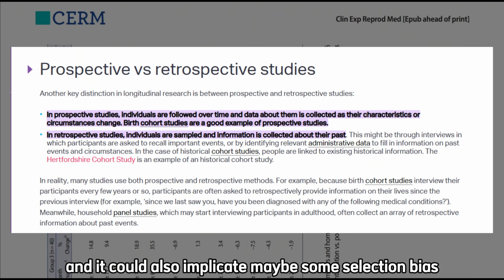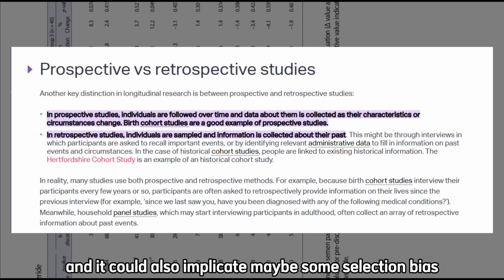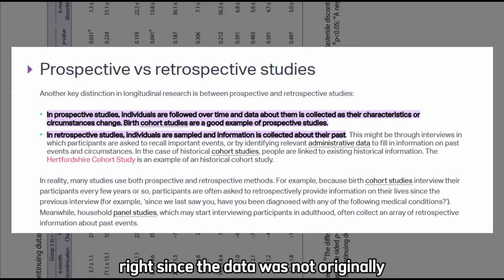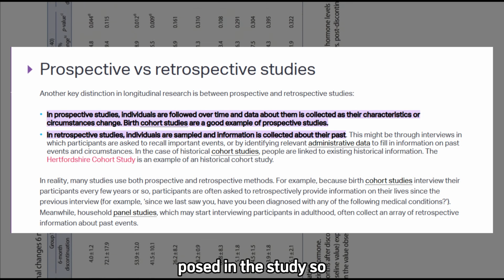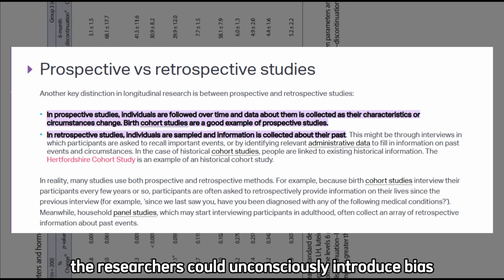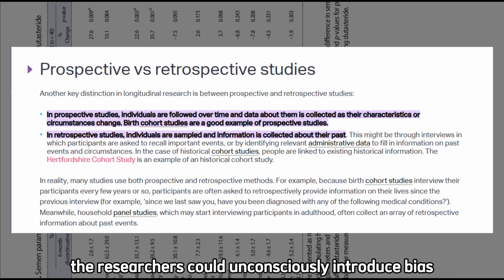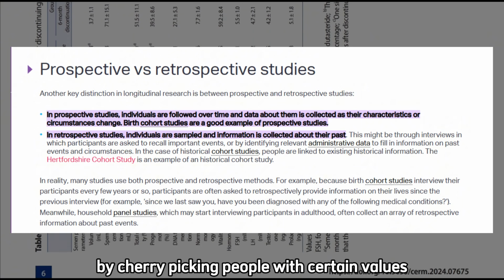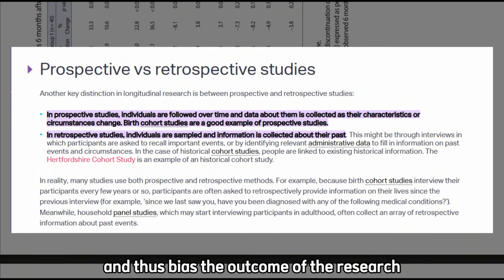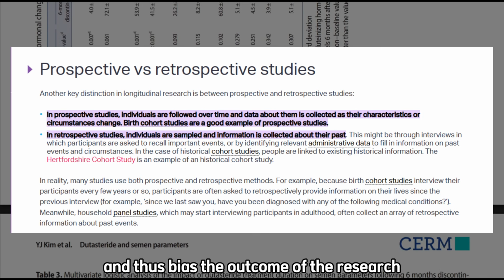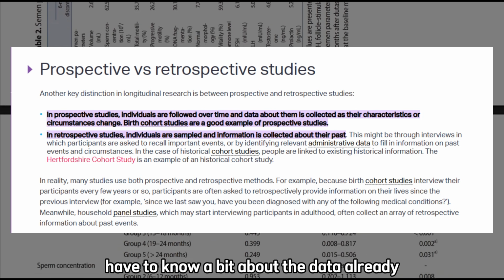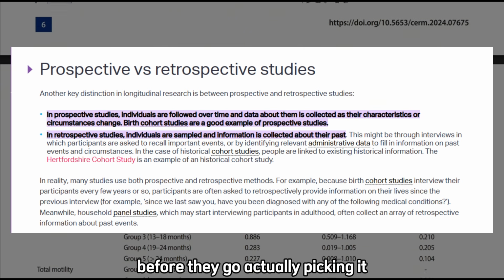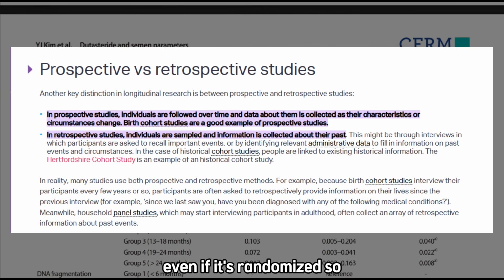And it could also implicate maybe some selection bias, right? Since the data was not originally intended to answer specific research questions posed in the study. So, meaning the researchers could unconsciously introduce bias by cherry-picking people with certain values and thus bias the outcome of the research. After all, the researchers have to know a bit about the data already before they go actually picking it, even if it's randomized.